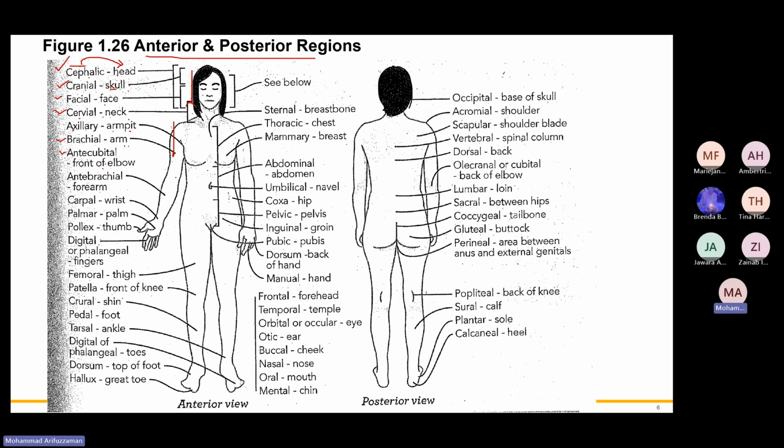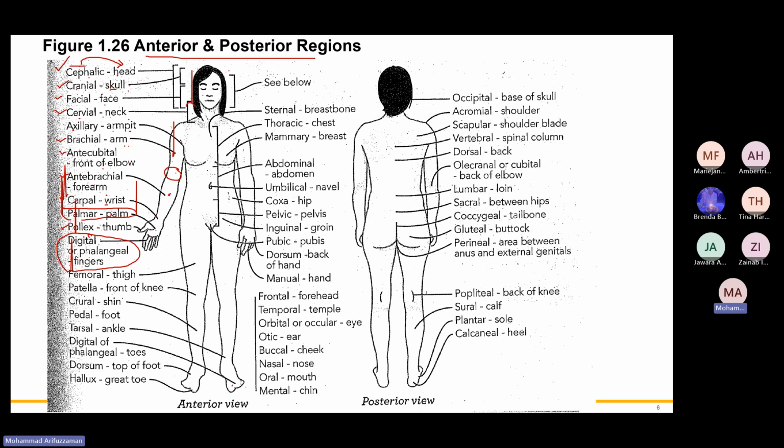Antecubital means the front of the elbow. You know the antecubital vein, which is a very important vein for collecting blood. Antebrachial means the forearm. You can see this is the forearm, antebrachial. Carpal means the wrist. Palmar means the palm of the hand. The thumb is called the pollex. Digital or phalangeal means the fingers or toes. You can see the toes.